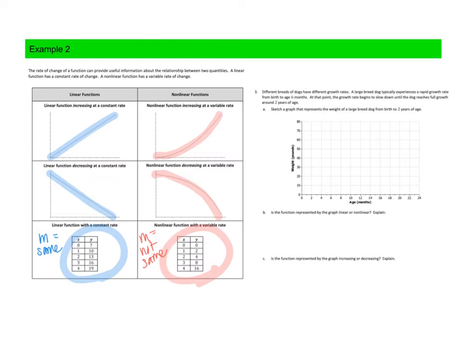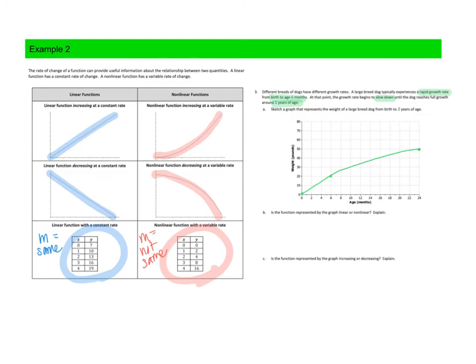So from birth to 6 months, it's going to have a rapid growth rate. So I'm going to show that by showing like a really steep increase. So from birth to 6 months, let's just say, okay, well, it goes from 0 pounds to 20 pounds maybe. So I want to go from 0 to 20. Pretty steep growth rate. Okay, then the weight begins to slow down until it reaches 2 years of age. So from there, I'm just going to slow my growth rate down and not make it go up as fast. Okay?